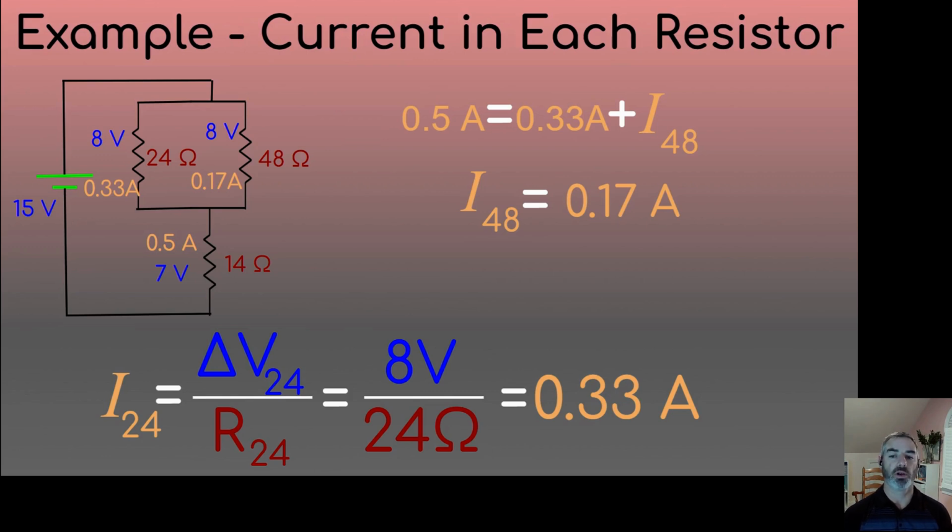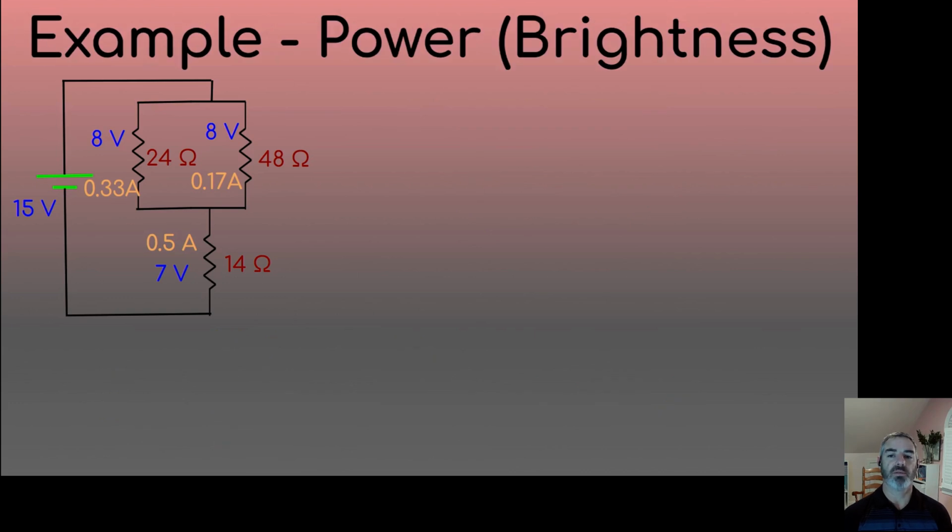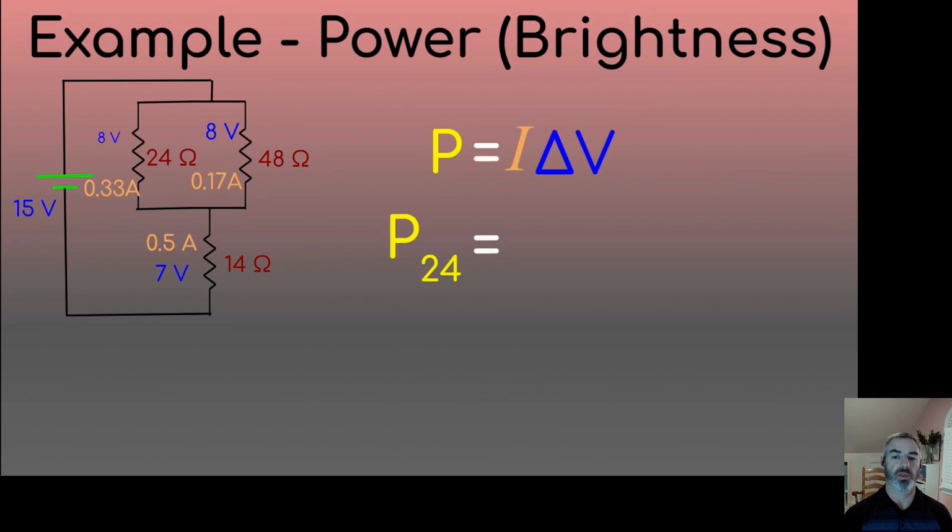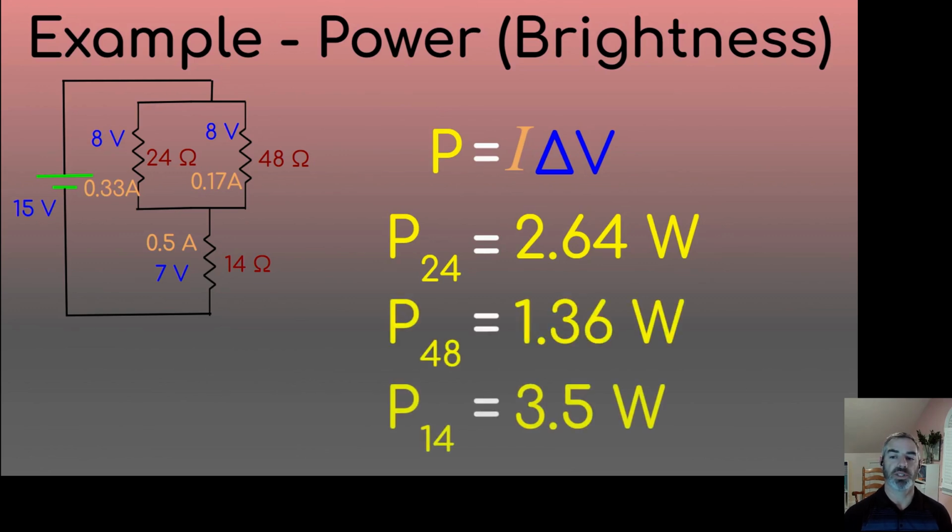So we know that the current that's going in each of those branches adds up to the total current in the circuit. Now let's find the value of the power for each. We can just simply use I times delta V. We could use any one of the three power equations. So 8 times 0.33 amps, that's going to give us 2.64 watts. And then we can do the same for each of the other resistors and multiply the current times the potential and get 1.36 watts for the 48 ohm and 3.5 watts for the 14 ohm resistor.